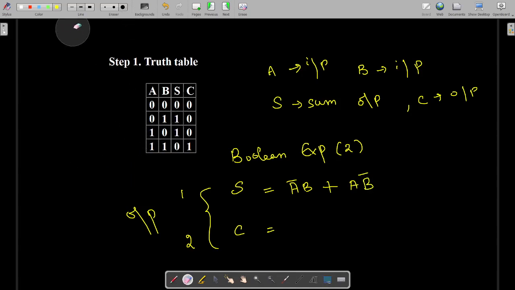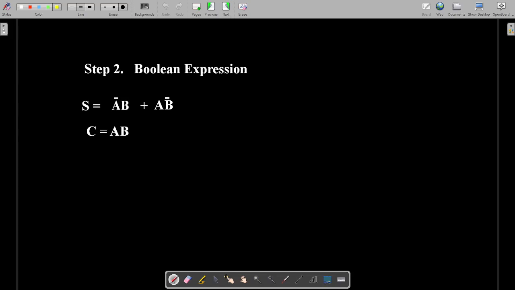Then for the second, that is the carry output. For the carry output, if you check, this is 0, this is 0, this is 0, but here we have a 1. For that one, what is the input combination? The input combination is 1 and 1 for A and B. So 1 and 1 for A and B means you can write it as A, B, and in between we have this dot product. So it is AB. So we got this expression. This is what is written in the next slide. Sum is A bar B plus A B bar and the carry is AB.